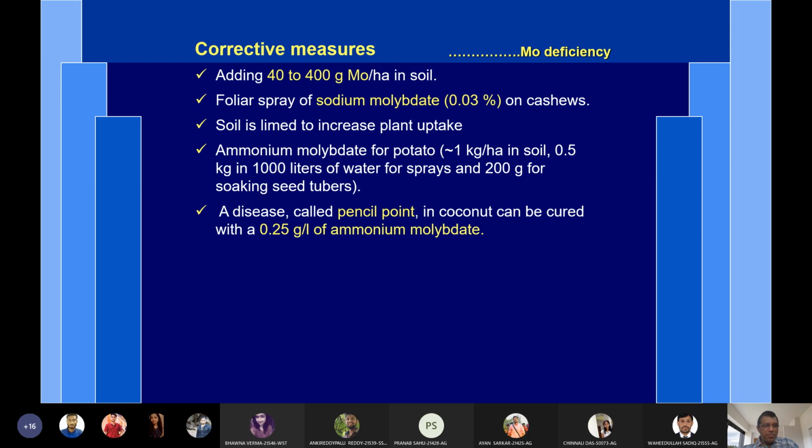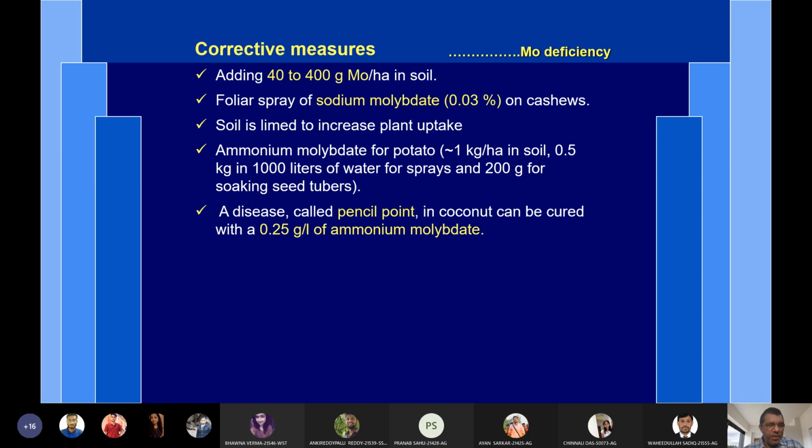So foliar spray of sodium molybdate can be done. The concentration is very small, 0.03% sodium molybdate. It is a good source of molybdenum on cashews. Soil is limed to increase plant uptake, because if you just lime the soil, then availability of molybdenum will increase. Ammonium molybdate for potato: rate of application is 1 kg per hectare in soil and 0.5 kg in 1000 liters of water for sprays and 200 gram for soaking seed tubers.